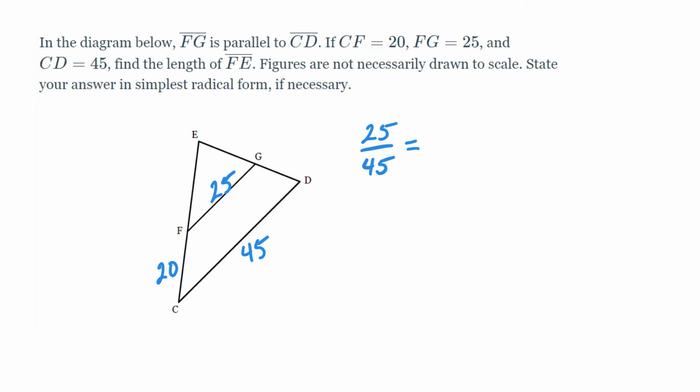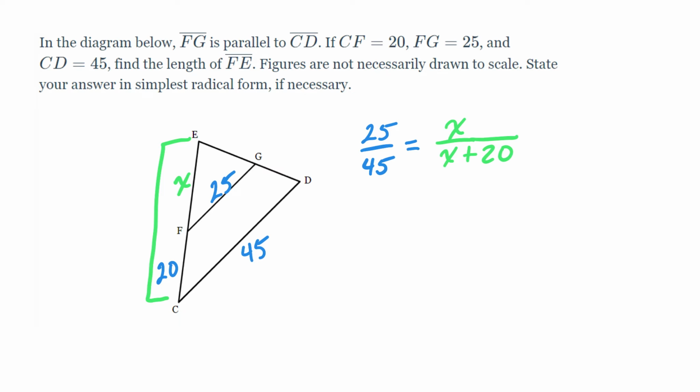Now, what we have to set up is another corresponding part from the small triangle to the large triangle. What we're looking for is the measure of FE. So we're going to label that with an X because it's an unknown amount. I've got the smaller triangle in the numerator, so the X is going to go into the numerator of the proportion that I'm setting up. The second part of the proportion is going to be the side of the larger triangle, that's from C to E. That's a combination of X and 20, so we would set up X plus 20.